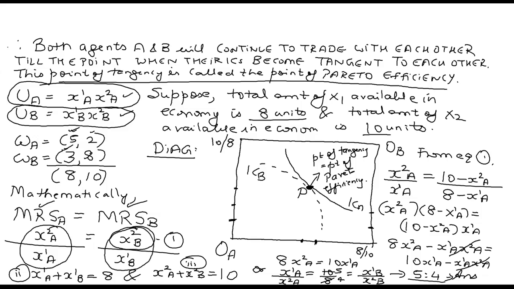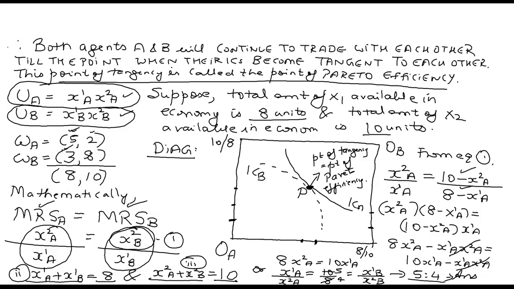At the same time, we are given the feasibility conditions. Total amount of good 1 available is 8. Total amount of good 2 available is 10. So I can write x2a by x1a, with x2b as 10 minus x2a and x1b as 8 minus x1a.